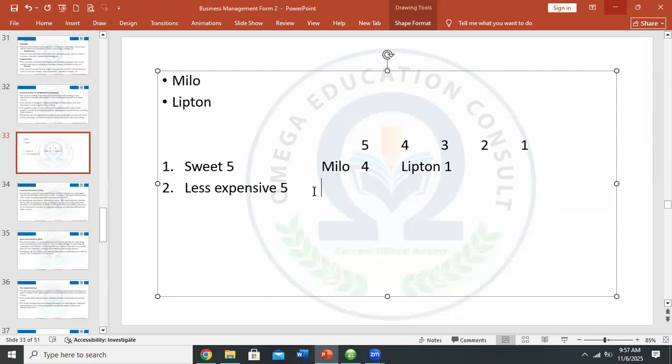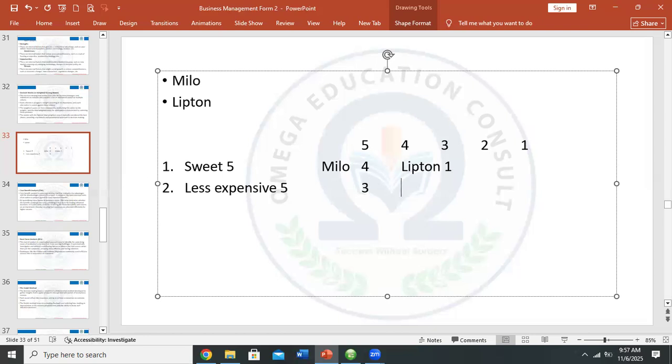Milo is more expensive than Leptin. In terms of the scores, what score would you give to Milo in terms of being expensive? Is it 5 or 1? 3. Okay, 3. Note that the weight for that criterion is 5, which means if it is less expensive, it will get a score of 5. So if it is expensive, then it should get a score lesser than that 5. So we'll pick the 3 as given by Prof. Mike.